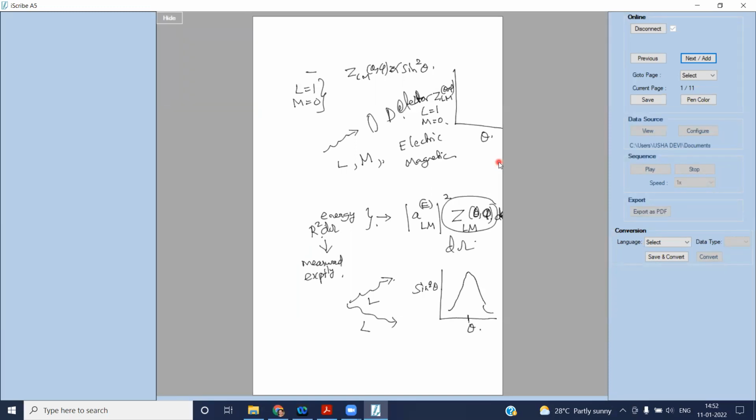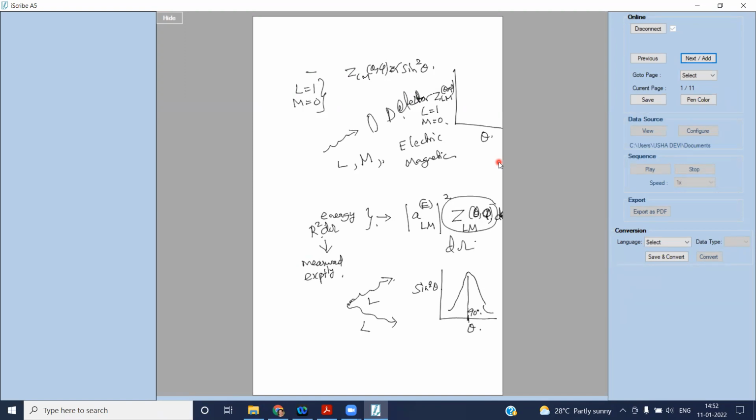I want to check if you are sleeping or if you are listening. Sine squared theta. Do you know the value of sine squared theta for different theta values? And can you tell me when is it maximum? 90 degrees. So I will say it is 90 degrees. Then sine squared theta is maximum. Otherwise, it is something like this.